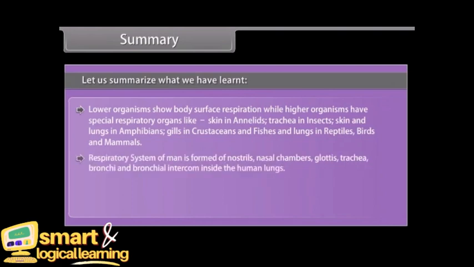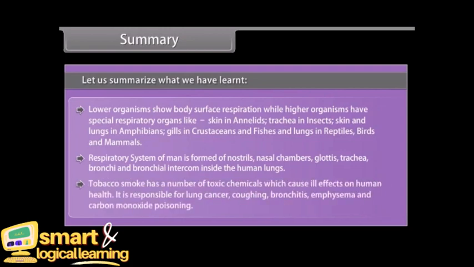Respiratory system of man is formed of nostrils, nasal chamber, glottis, trachea, bronchi, and bronchioles inside the human lungs. Tobacco smoke has a number of toxic chemicals which cause ill effects on human health. It is responsible for lung cancer, coughing, bronchitis, emphysema, and carbon monoxide poisoning.